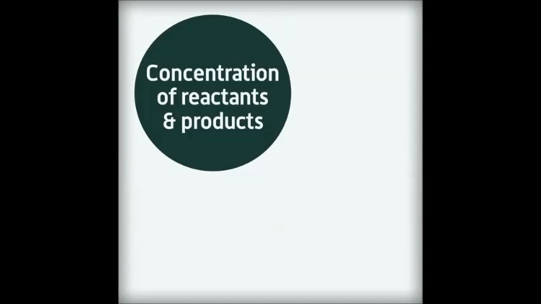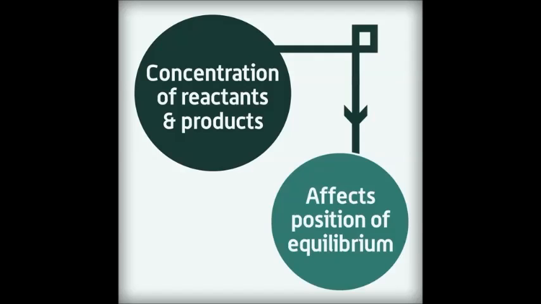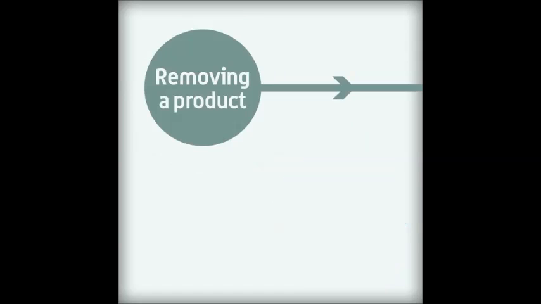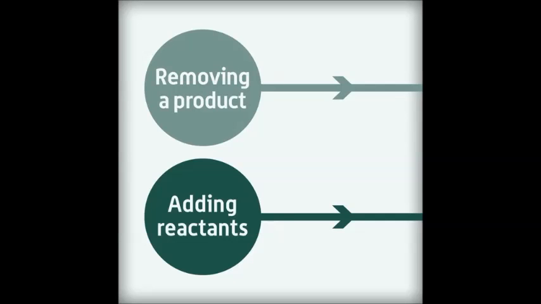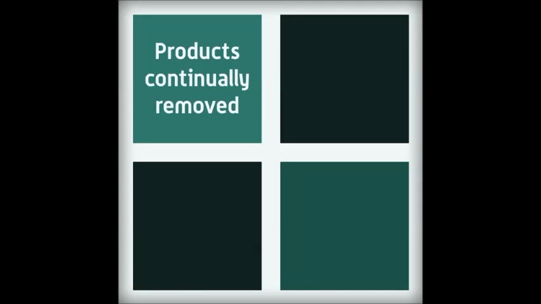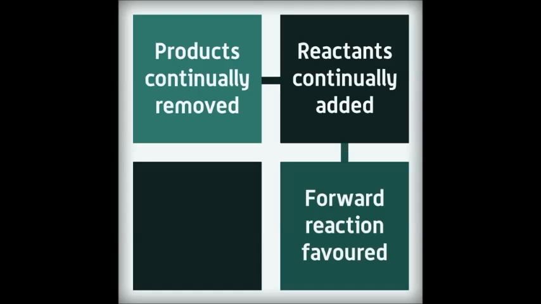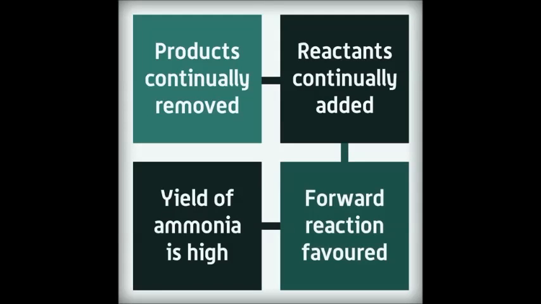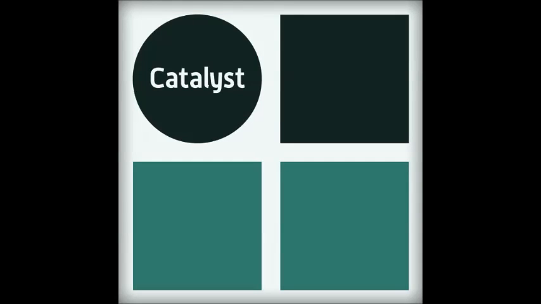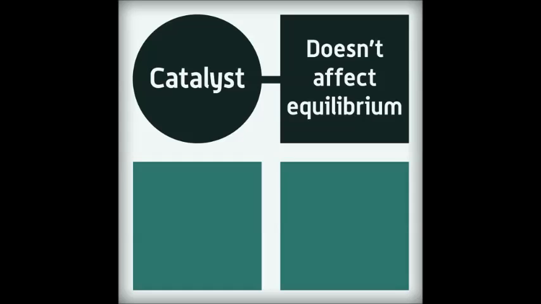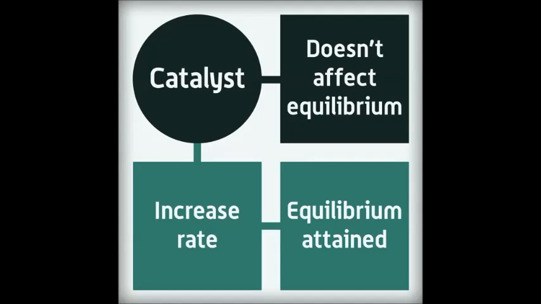The concentration of reactants and products also affects the position of equilibrium. In general, removing a product moves the position of equilibrium to the right, and adding extra reactants also moves the position of equilibrium to the right. In the Haber process, products are continually removed as they're formed and the reactants are continually added. This ensures that the forward reaction is favoured and that the yield of ammonia is high. The effect of a catalyst on the position of equilibrium is simple. A catalyst doesn't affect it. Catalysts just increase the rate that equilibrium is attained.